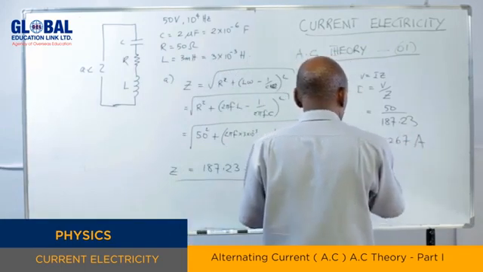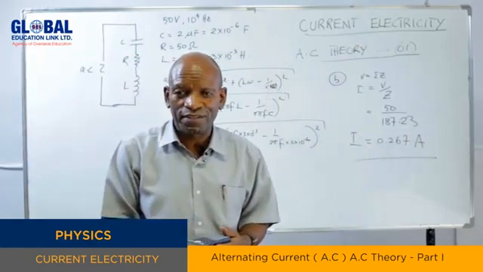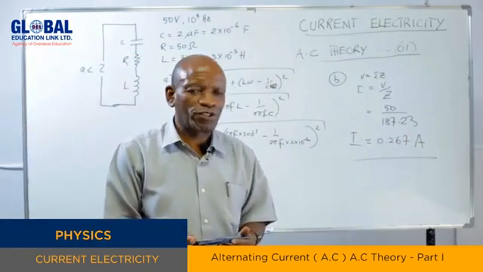0.267 amperes. This is the current that is just flowing in that particular circuit. That's the end of question number 2.